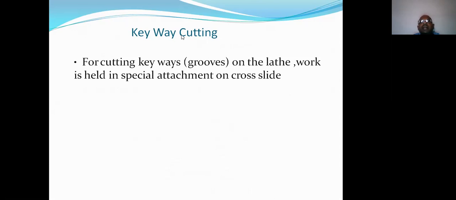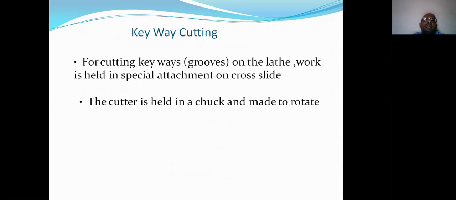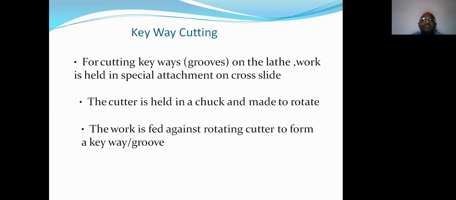In this keyway cutting, in order to provide cutting ways or grooves on the lathe work, the job is rotating. So that's why it is not possible to produce a rectangular groove or a square groove along the length of the job to a particular length. So this one is done by using a special attachment on the cross slide. How is it possible? By using a special attachment on the cross slide, this keyway cutting is possible. In this, the cutter is held in a chuck and made to rotate. So the work is fed against the rotating cutter to form a keyway or groove.